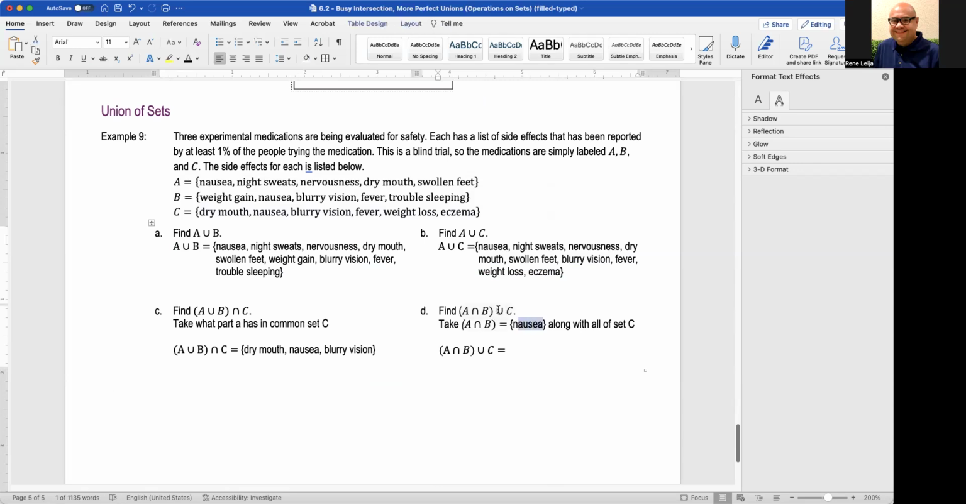Now they want you to take that along with the union of C. The union is easy. That means you take it all, no matter what. So you're going to take nausea along with everything that set C has. Now, set C already has nausea listed, so we don't count it twice, okay? Which is going to be an important concept later. But when we list this, go ahead and pause and see if you can get the same thing. Okay, here it is.